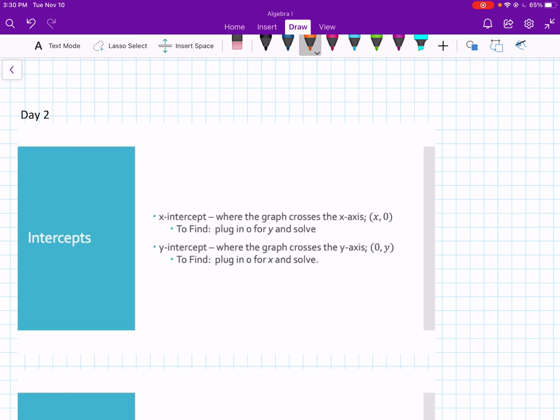So an x-intercept is where the graph crosses the x-axis. So to find it, we plug in 0 for y and solve for x. Y-intercept works the same way, except opposite. So it's where the graph crosses the y-axis. So we find it by plugging in 0 for x and solving.